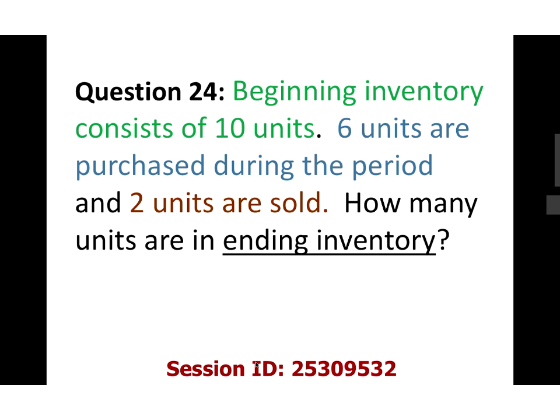A lot of correct answers. This is good. So we take our beginning inventory plus our purchases. We had 10 units in beginning inventory, 6 units purchased, so we had 16 units available for sale. Now we sold 2 of those 16 units, so 16 minus 2 gives us 14 units in ending inventory.